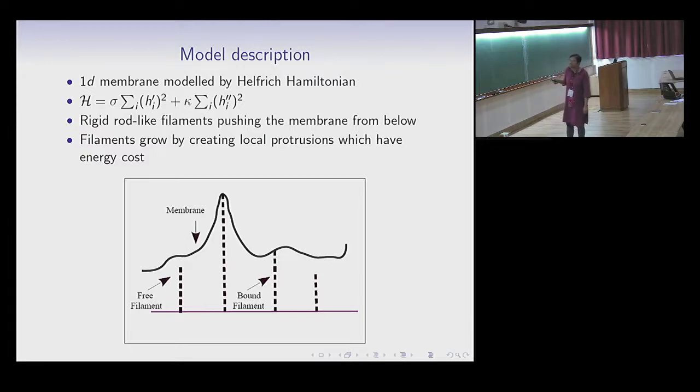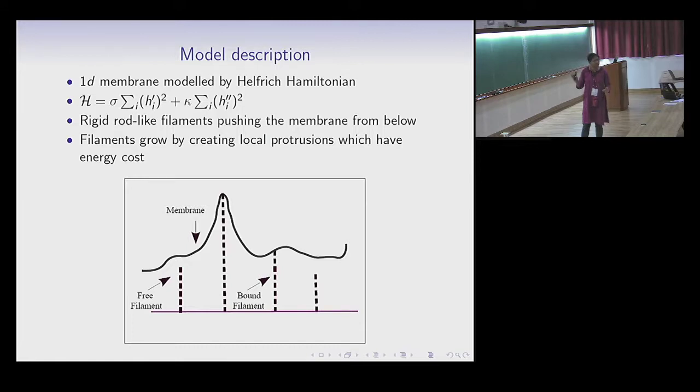As you can see from the form of the Hamiltonian, this is the surface energy, this is the bending energy. They involve gradients of height. So the membrane would like to stay as flat as possible because height gradients cost energy. On the other hand, these growing filaments can grow only by creating protrusions which have an energy cost. So there is a competition. Another constraint we have is that the membrane always has to stay above the filament tip. So in some sense, the filament tip provides a lower bound of the membrane height at that point. And we assume periodic boundary conditions for the membrane, it's not pinned or anything.